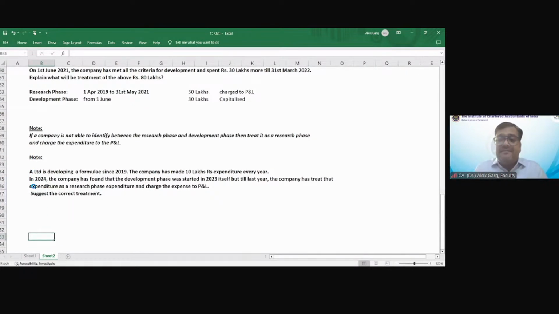क्या करना चाहिए? Any students? Any student who can guide what to do? For current year, it needs to be reversed. 10 lakhs. So intangible asset debit to P&L.